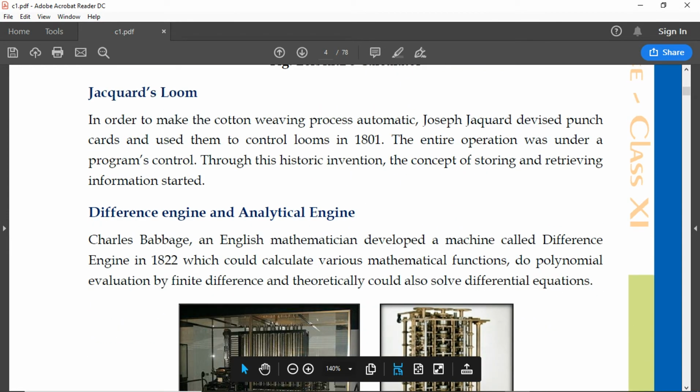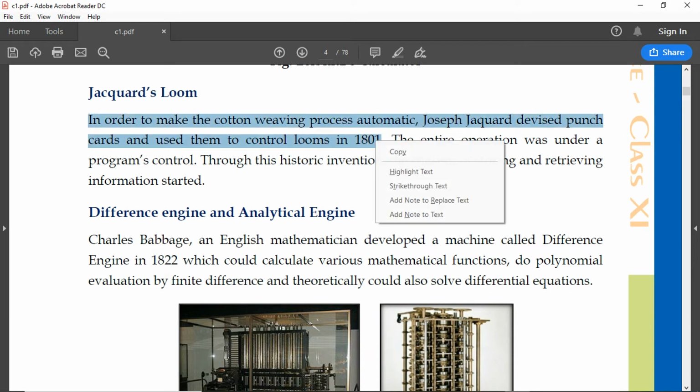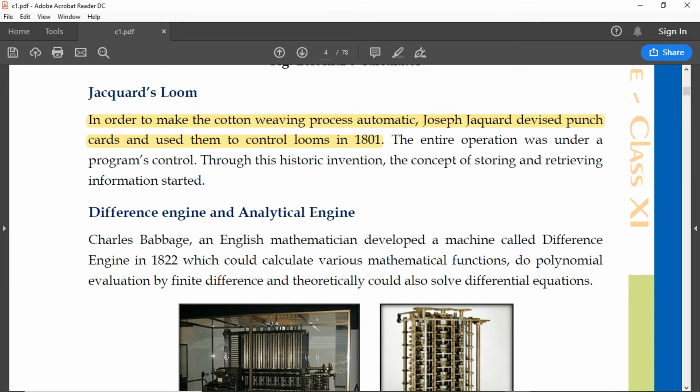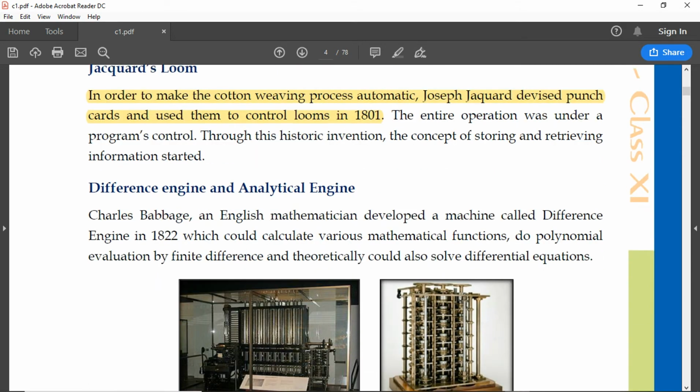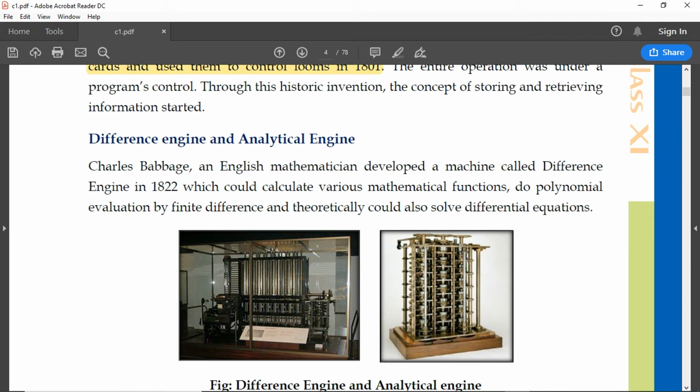Jacquard's loom. In order to make the cotton weaving process automatic, Joseph Jacquard devised punch cards and used them to control looms in 1801. The entire operation was under a program's control. Through this historic invention, the concept of storing and retrieving information started.